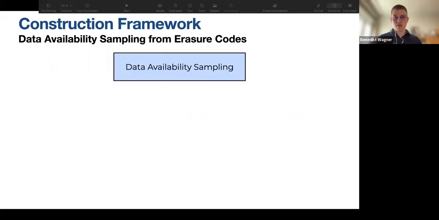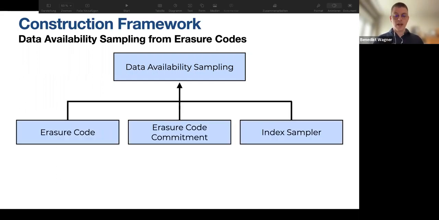So we want to construct a data availability sampling scheme, as I defined a few minutes ago. And for that, we will use three components. The first is a so-called erasure code. And then we have a commitment for this. This is a new cryptographic primitive we define: an erasure code commitment. You can think of this as a generalization of a polynomial commitment scheme. And then we have a third component, a so-called index sampler. So this is our framework.